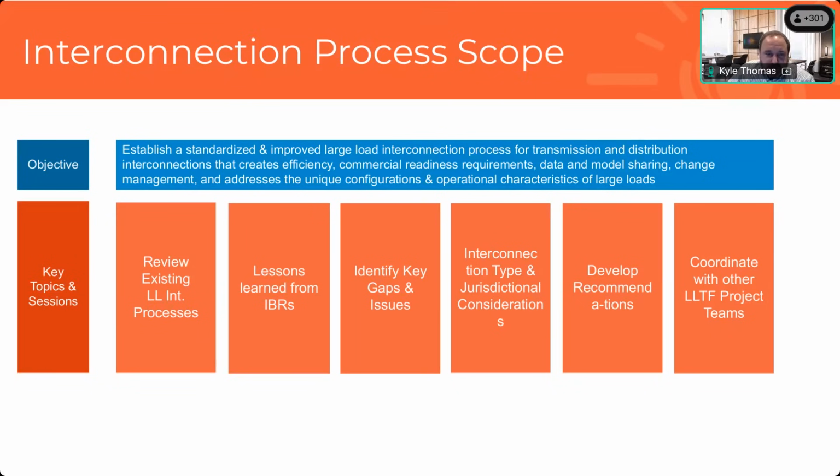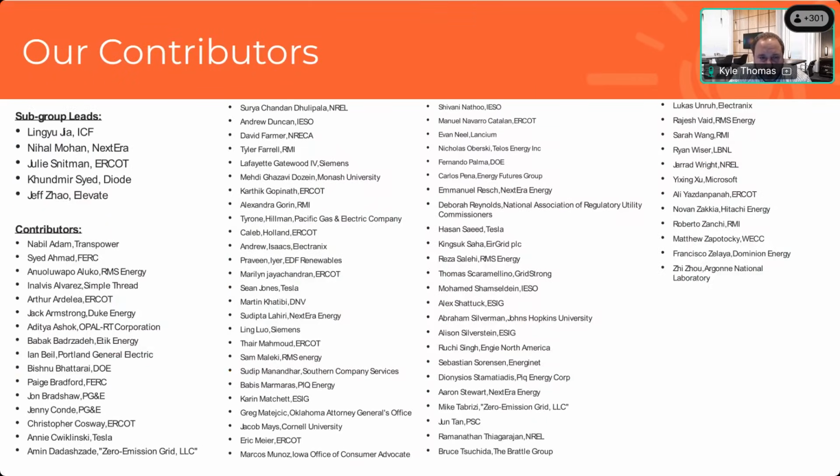So just as the others have done, we had a tremendous amount of support. So thank you to all of our contributors on this throughout the past year. A whole lot of folks were involved in all of our various calls. We had a number of writing volunteers. And then, our work overall was led by our core 5 subgroup leads, Lingyu Jia, Nihal Mahan, Julie Stimman, Hunmir Syed, and Jeff Zhao. Thanks to them for working through the various chapters that they each had responsibility for, and excited to share our work here on each of those topics.